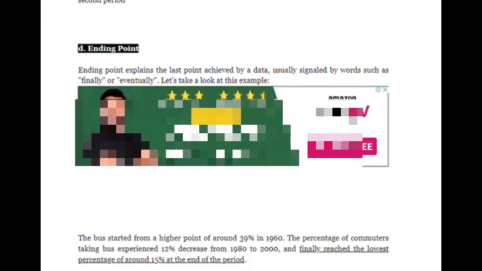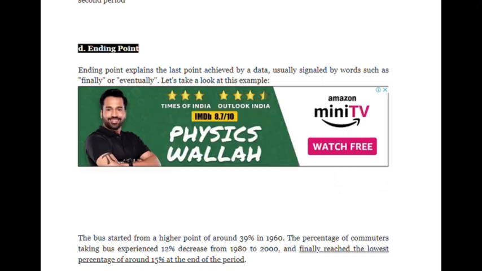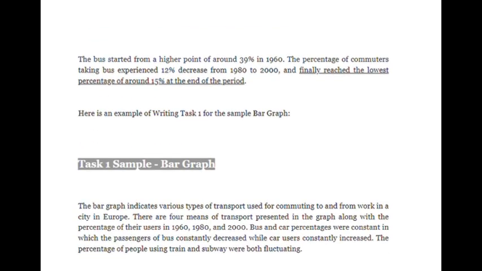Let's talk about the ending point. The ending point explains the last point achieved by the data, usually signaled by words such as finally or eventually. Let's take a look at this example. The bus started from a higher point of around 39% in 1960. The percentage of commuters taking the bus experienced a 12% decrease from 1980 to 2000 and finally reached the lowest percentage of around 15% at the end of the period.